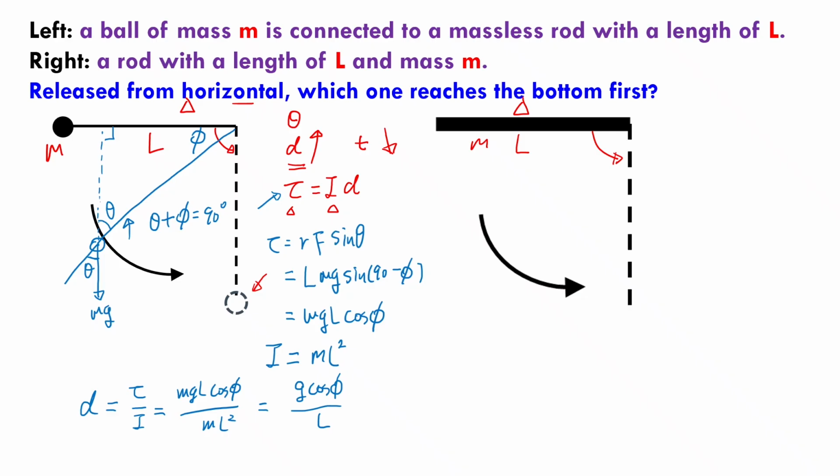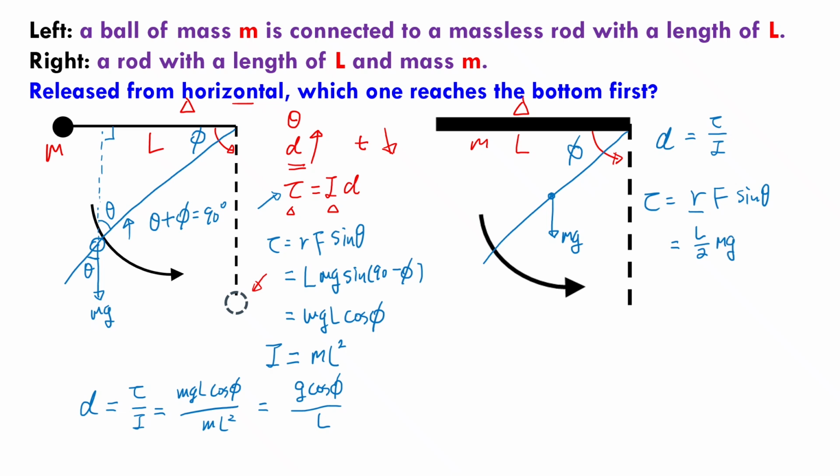Then how about the right system? We can just do the same thing. Let's say the rod rotates an angle of phi. Then we will try to find the angular acceleration from the torque and inertia. The torque is R F sine theta. But in this case, R is different. Why? Because the force comes from gravity, and gravity is applied at the midpoint of the rod. So R equals half L, and the force doesn't change, which is mg.